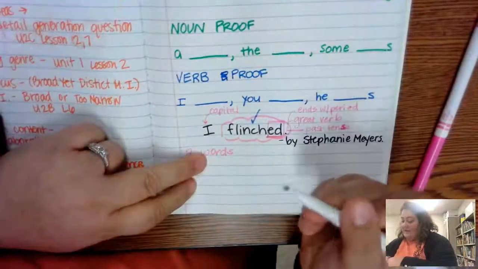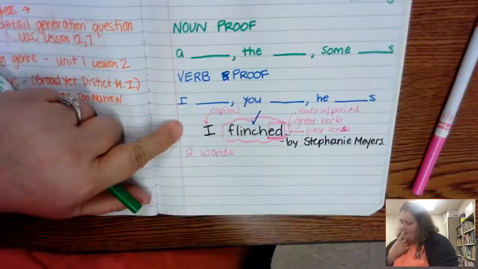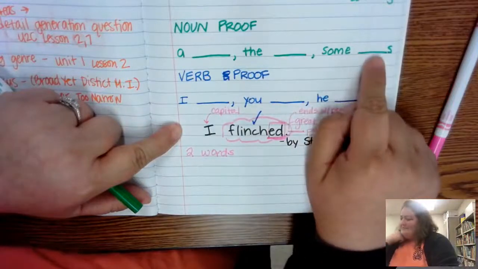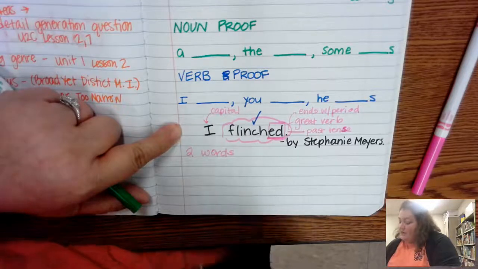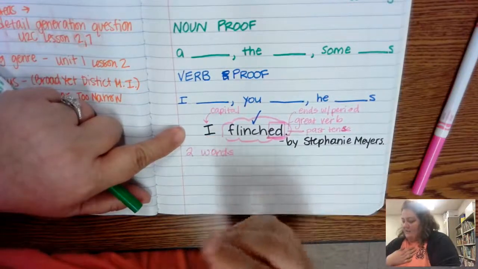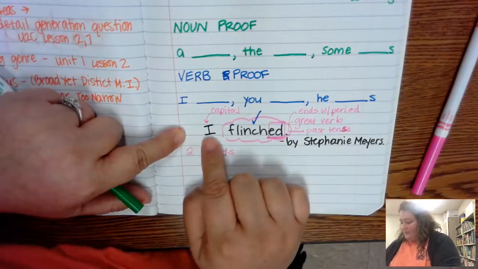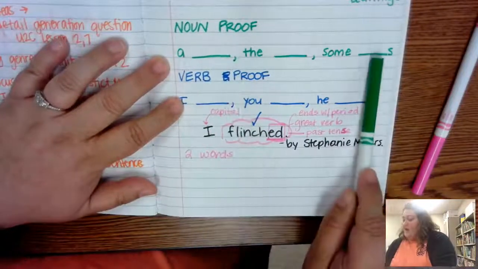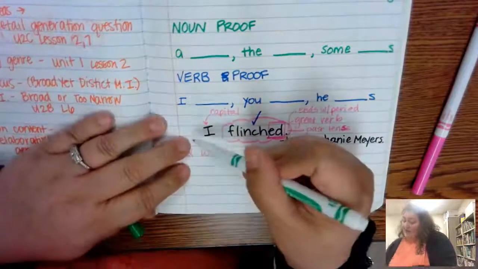Check. Now let's look at this. I. Is I a noun? I'm not sure. This is different. Let's look. A I, the I, some I's? That doesn't really make sense. My proof didn't work here. But what do I know about I? I is a person, right? My name is Mrs. Watts, and I know I'm a person, and if I flinched, I would be a person. So even though this noun may not work in this proof, I know from my knowledge that I is talking about a person, and a person is a noun. So I'm going to say check.